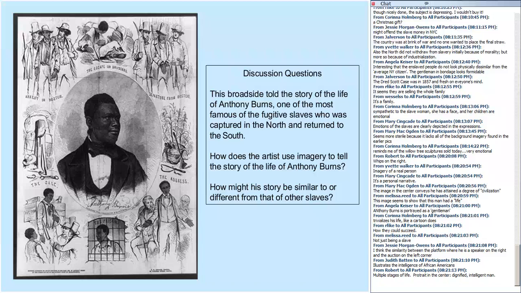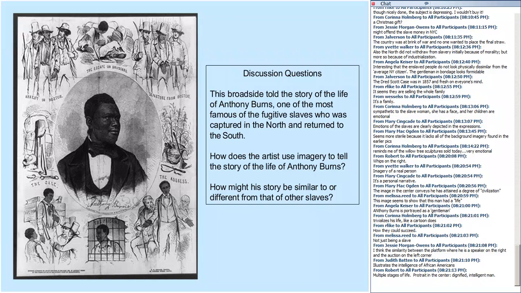So much of the imagery around it is related to his life as a slave, but the image in the center shows him as a free man and no longer as a slave. One of you writes, dignified and intelligent man. It is a dramatic departure from, if you think all the way back to the supplicant slave at the beginning, am I not a man and a brother? That was a man who was in many ways powerless to effect his own freedom.